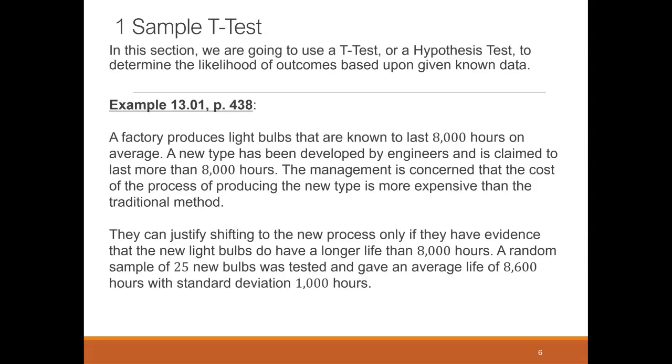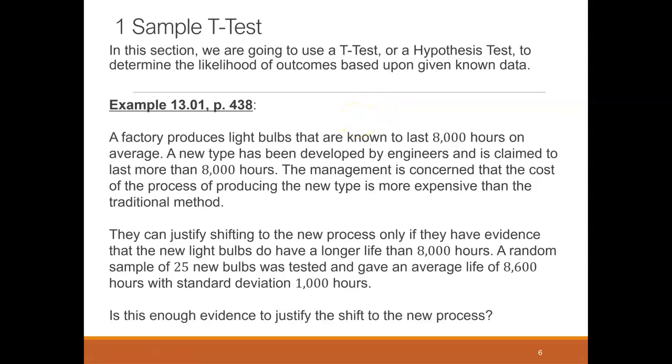So again, we can justify changing to the new process if we have evidence that the new light bulbs have a longer life than 8,000 hours. So we took a random sample of 25 of these new light bulbs that came off the assembly line, and we tested them. And we found that the sample had an average lifespan of 8,600 hours and a standard deviation of 1,000 hours. Okay?